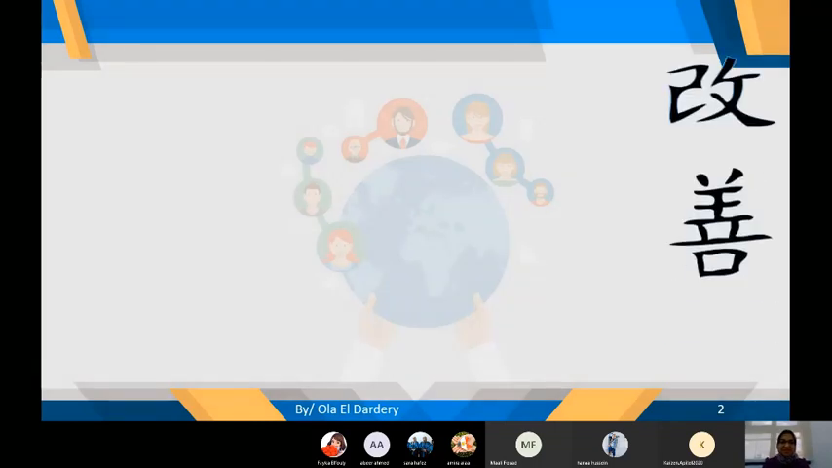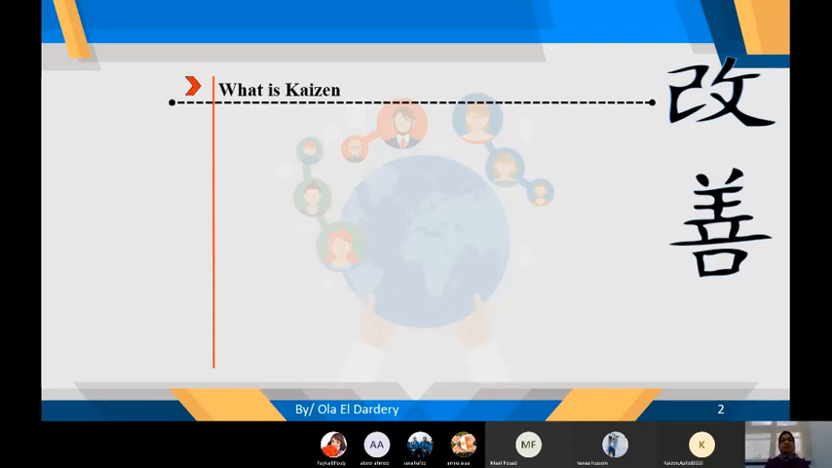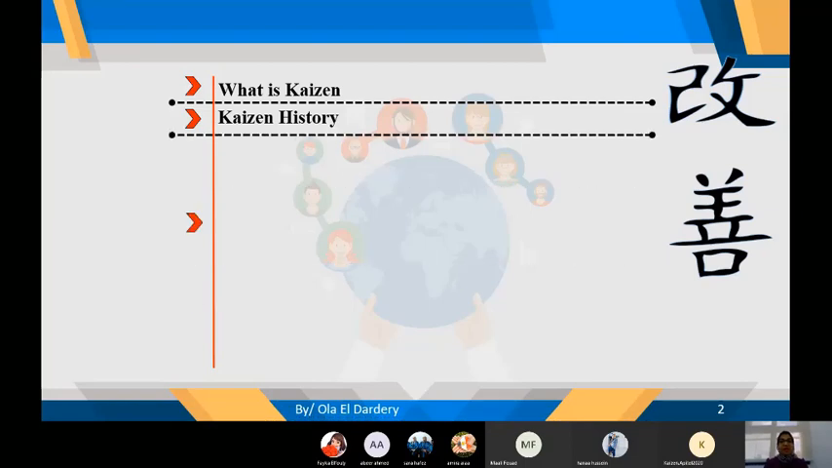This is Kai and this is Zen. Together they make Kaizen. We're going to know what that means shortly. Today, we're going to talk about what Kaizen is, then the Kaizen history and how it started in Japan and what it originated from. And then we're going to talk about the continuous improvement cycle as a whole, and whether Kaizen is part of it or is the whole thing.